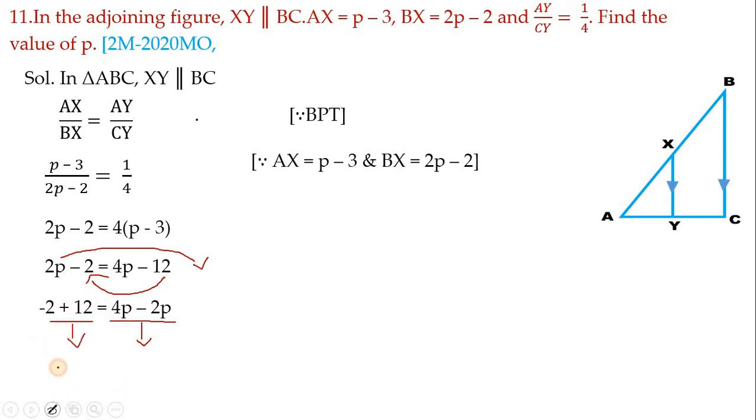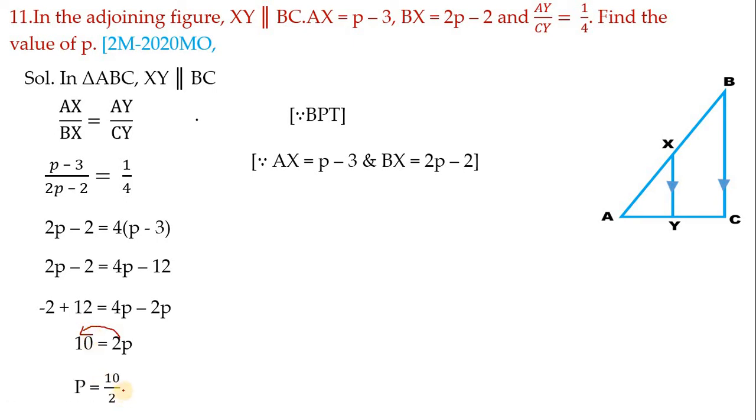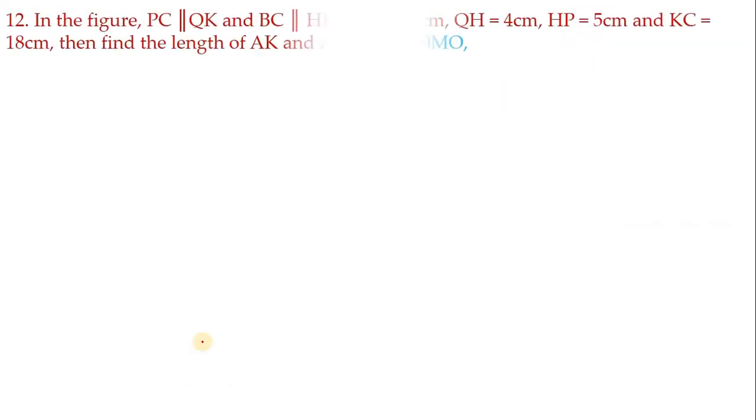So 10 is equal to 2P. Now 2 transfers to this side, we get P equals 10 by 2. Cancel now: 2 ones are 2, and 2 fives are 10. Therefore, the P value is 5. That is what we want to write. They have not mentioned any values in centimeters, so no need to write a unit. So the value of P is just 5. Let's move on to the next problem.